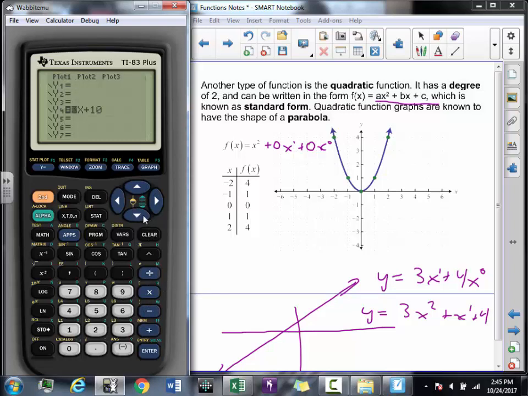Let's just graph a really basic one. Let's graph x squared. This is about as simple of a quadratic as you can get.